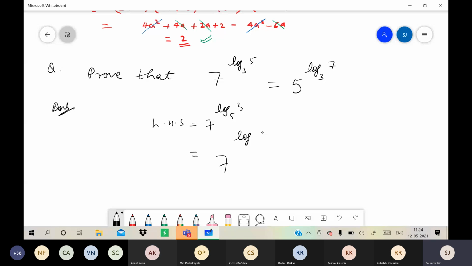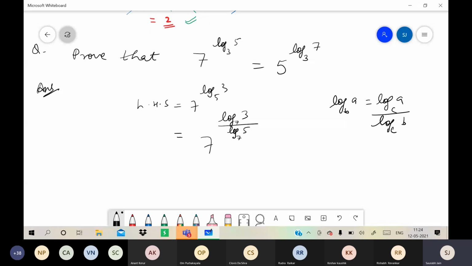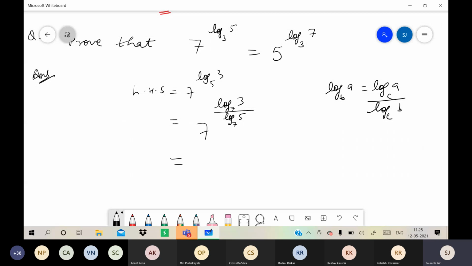So what he has done, he has taken base 7 on this logarithm. Base changing theorem: log a to the base b is log a upon log b with base c. So log 3 base 5 can be written as log 3 base 7 upon log 5 base 7. See, why not any other base? Why 7? Why not 2, 4 or like that? Because the whole question contains only 3 numbers, 7, 3 and 5. Okay, can you tell me the next step?